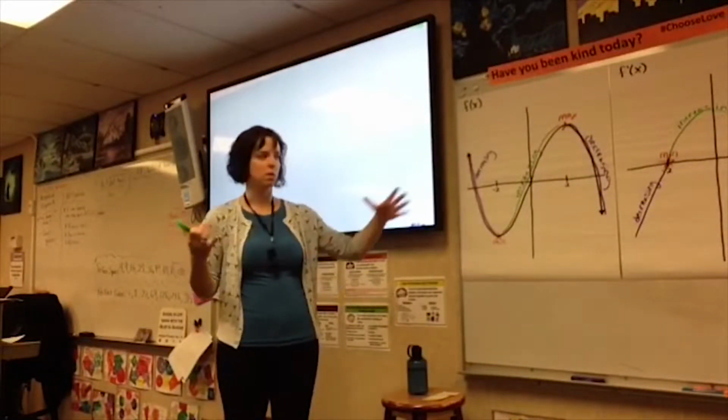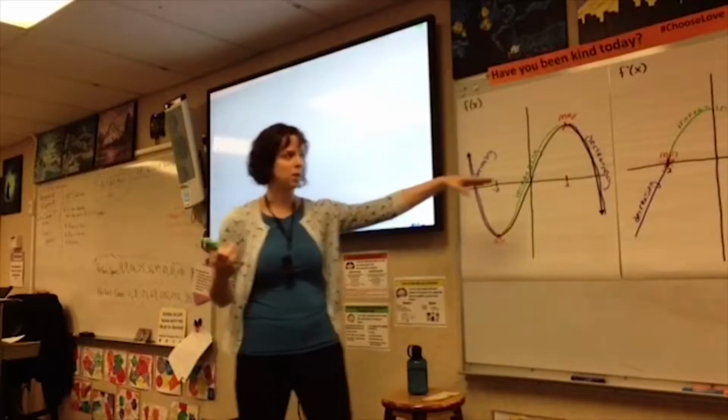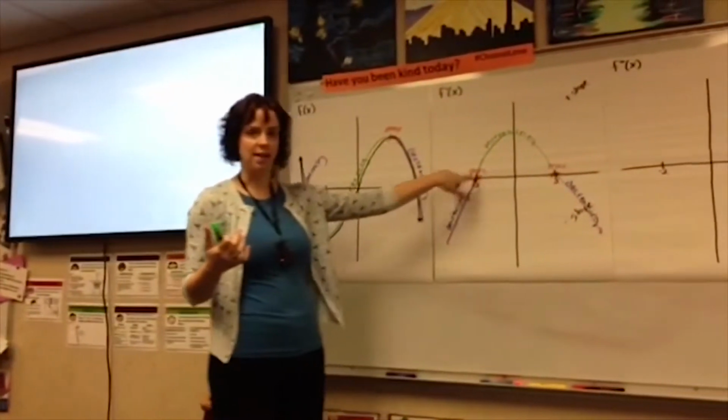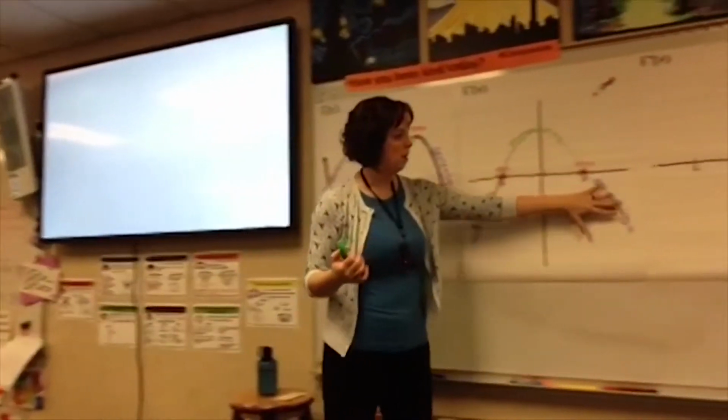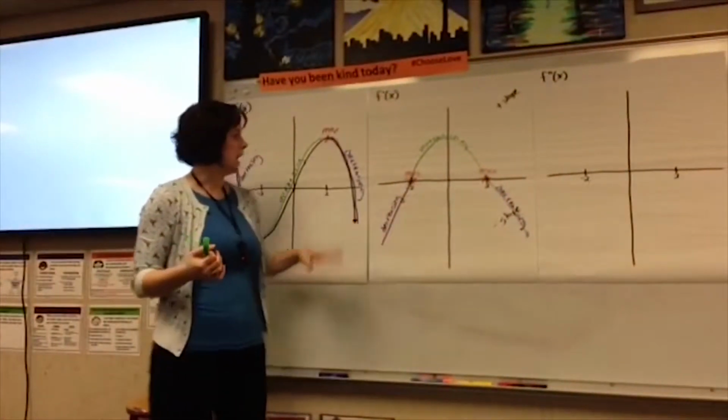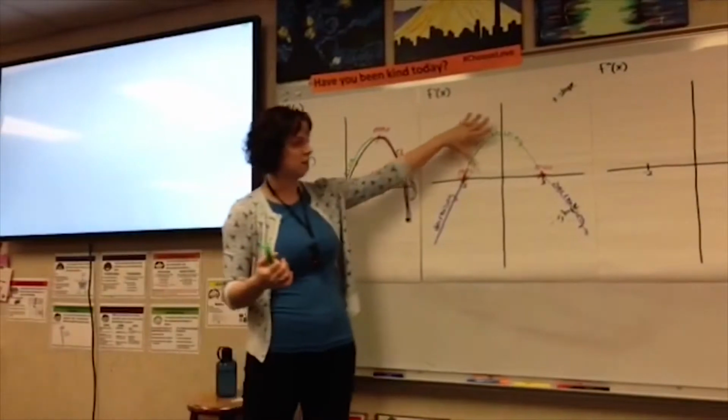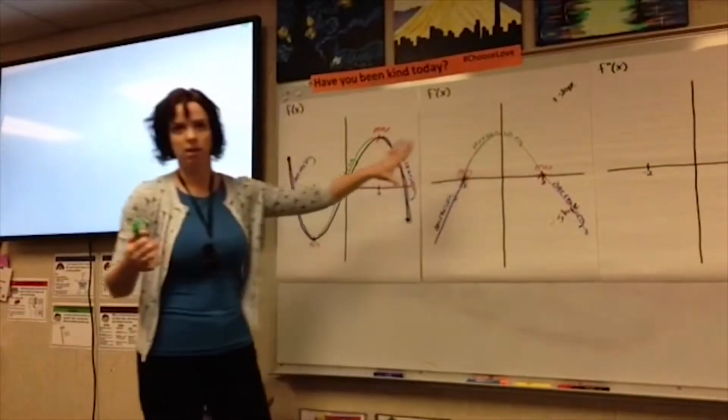We've learned about minimum maximums. They have slope of 0, so that means they're on the x-axis. Decreasing slopes are negative slopes, so they go below the x-axis. And increasing slopes are positive slopes, so they go above the x-axis.